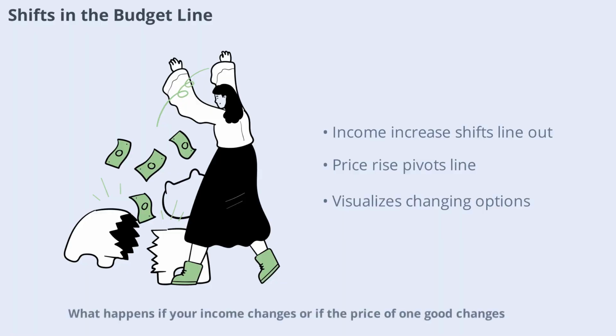What happens if your income changes or if the price of one good changes? The budget line shifts. If your income increases, the line moves outward, allowing you to afford more of both goods. If the price of apples rises, the line pivots inward on the apple axis, reducing the number of apples you can buy. These shifts are crucial for understanding how external factors affect your choices.